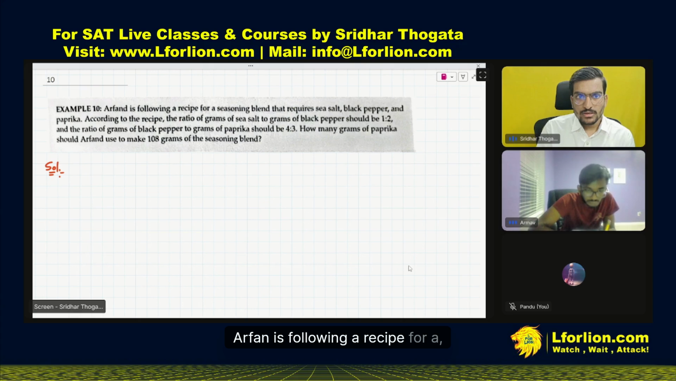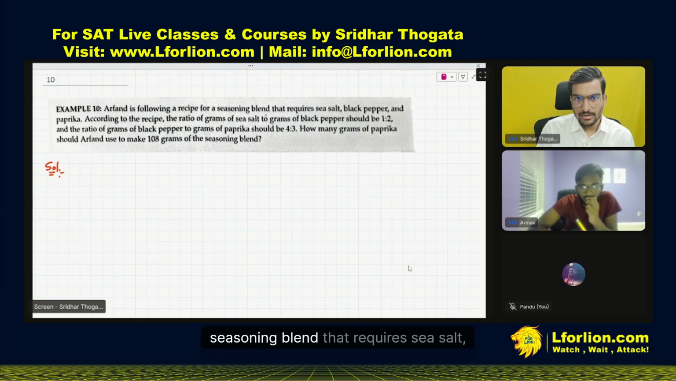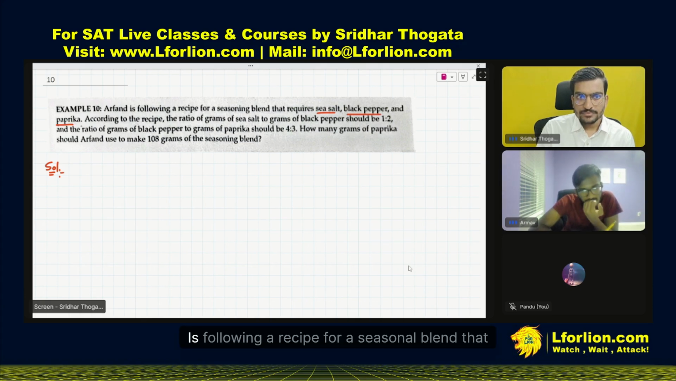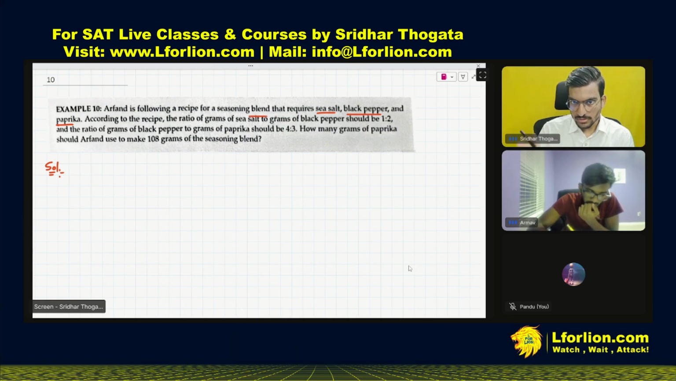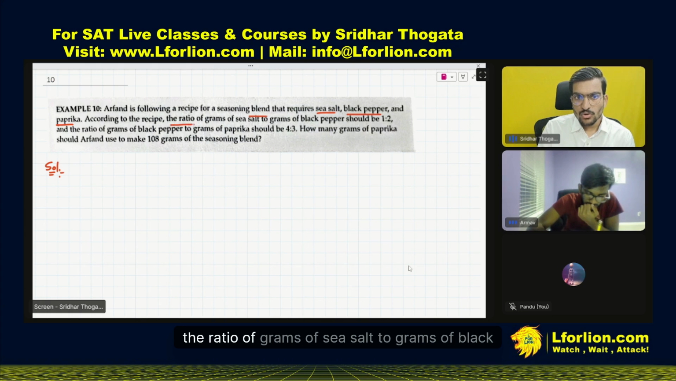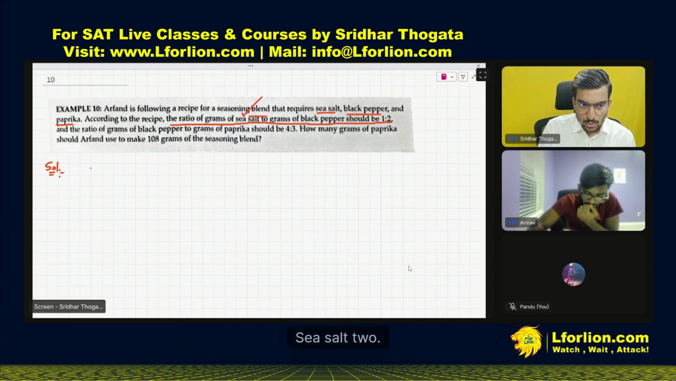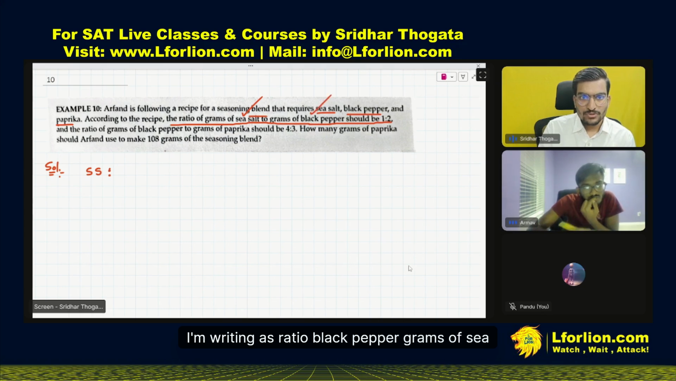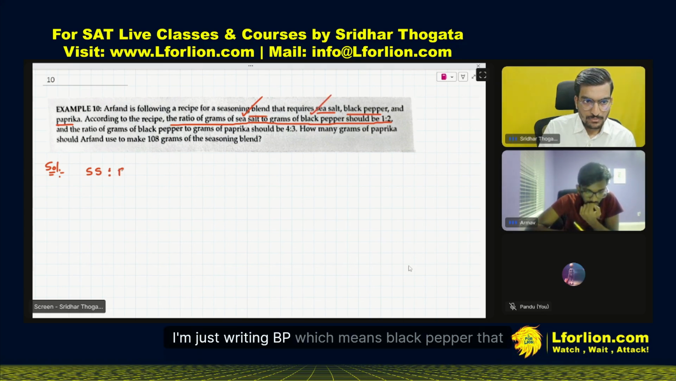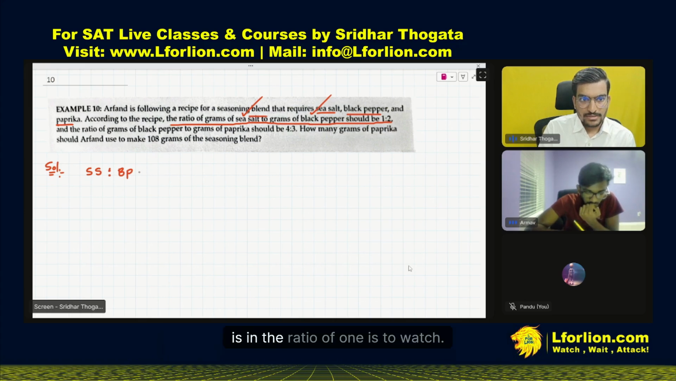Arfan is following a recipe for a seasoning blend that requires these three things: sea salt, black pepper and paprika. According to the recipe, the ratio of grams of sea salt to grams of black pepper is 1:2. I'm writing it as a ratio, grams of sea salt to grams of black pepper, with BP meaning black pepper, in the ratio of 1:2.